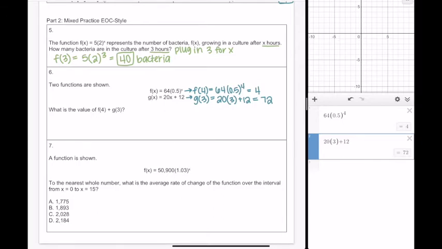So f of 4 is 4. Then we're going to add what we got for g of 3, which was 72. 4 plus 72 is 76. And that is all.